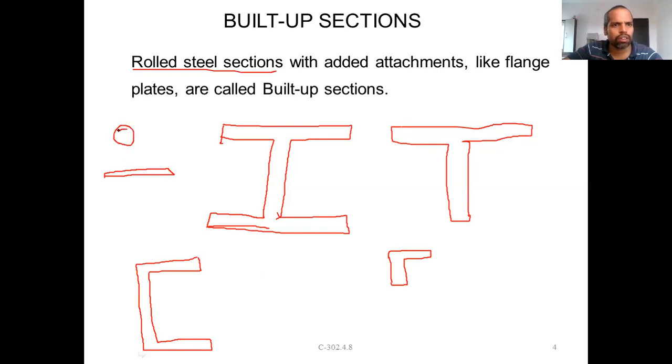Tubular section means hollow circular. There are also solid sections, which may be circular or square in shape. Different varieties are available. These are some of the rolled steel sections. Almost everything is covered. These are the single rolled steel sections.